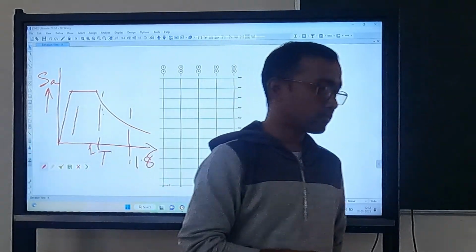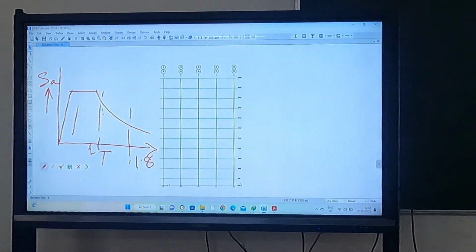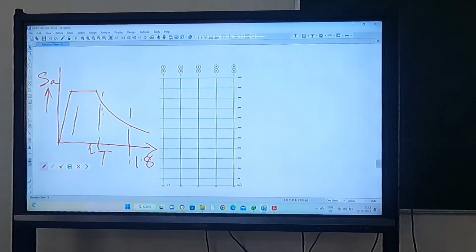In which case will you get more force? It means the code based equation is giving higher base shear, right? You have period 1, and corresponding to that your spectral acceleration will be higher than for period 2. Is it clear? So the code based equation is giving higher force, right? We have to design for higher base shear.